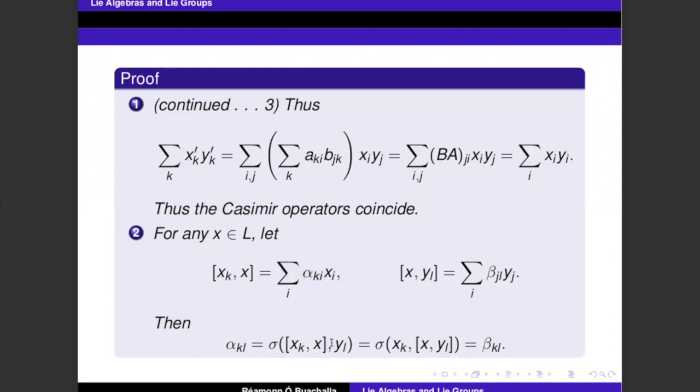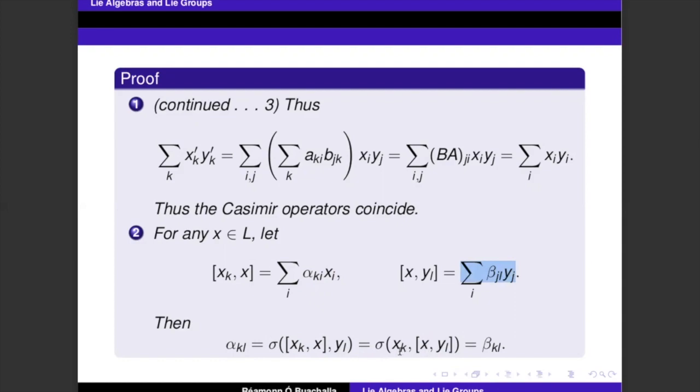Now, we assumed at the start, remember, that this symmetric bilinear form is L invariant. That means that we can bring the Lie bracket to the other side somehow. I mean, this is precisely the definition of L invariance. So we're left with x_k and the product here. But exactly the same thing happens. So we take this and substitute it in to here.